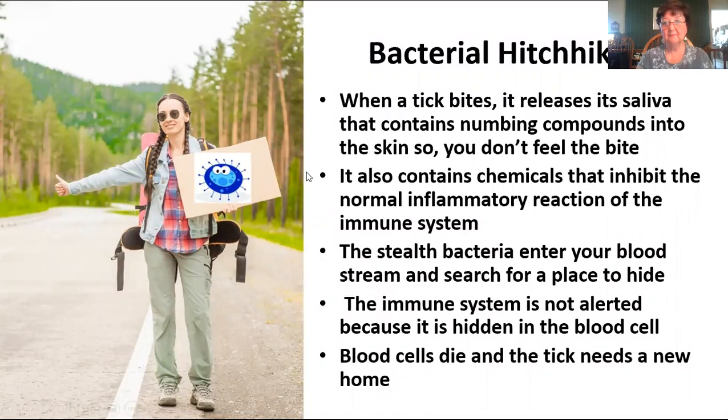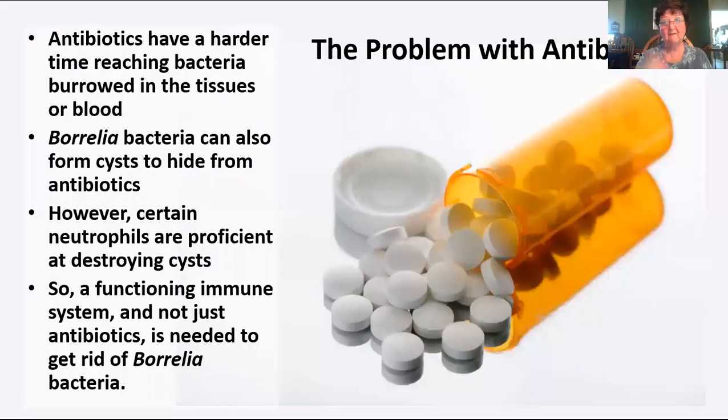So let's move me back over here. And the immune system is not alerted because it is hidden in the blood cell. So there's nothing for it to identify. It's like, oh, look somewhere else. No problem here, type of thing. So the blood cell dies and the tick needs a new home, so on it goes to the next blood cell.